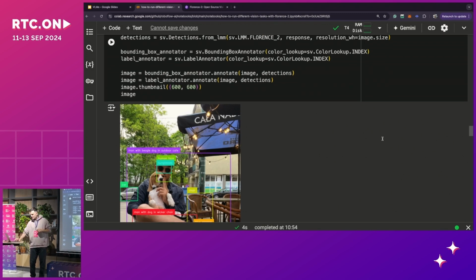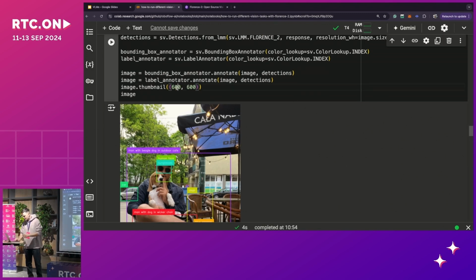This one is also very interesting, probably the last one that I will show. Let me just adjust the resolution of the image so you will see more.